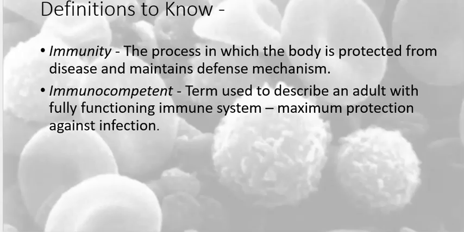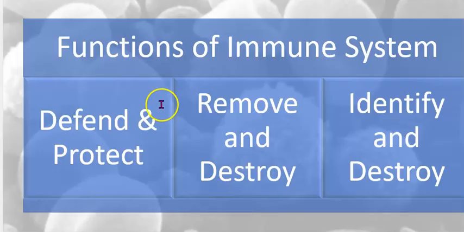psoriasis, rheumatoid arthritis. Those are just some examples of autoimmune disorders. Attacks on beneficial foreign tissue include organ transplant rejection and transfusion reactions. So next we're going to talk about the functions of the immune system. You have defend and protect, remove and destroy, and then identify and destroy.